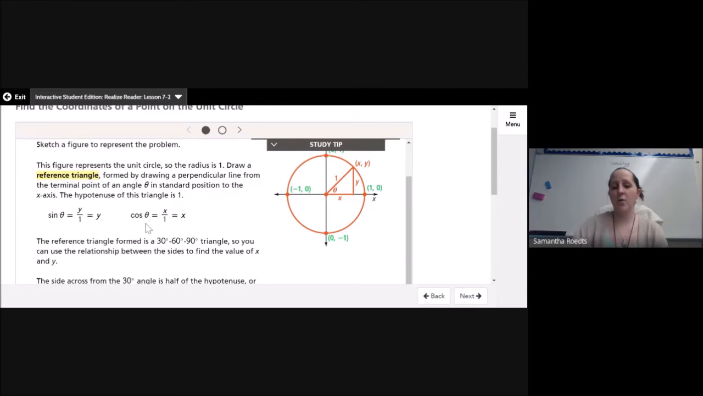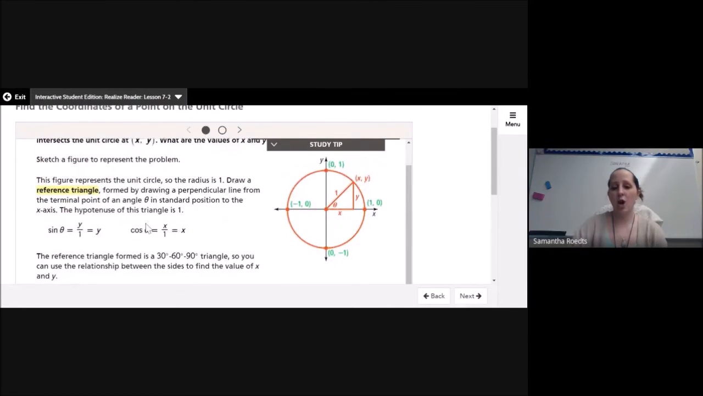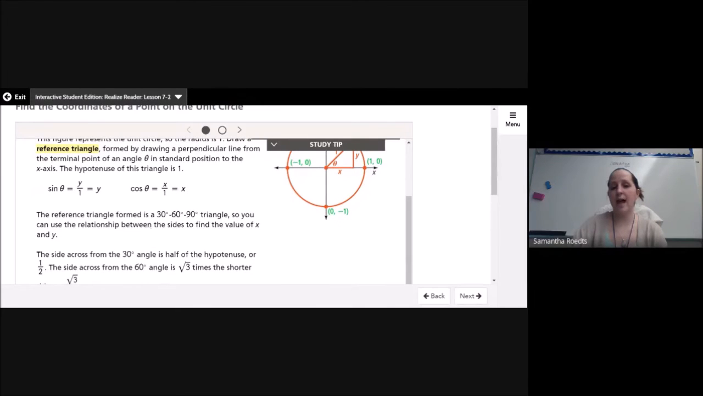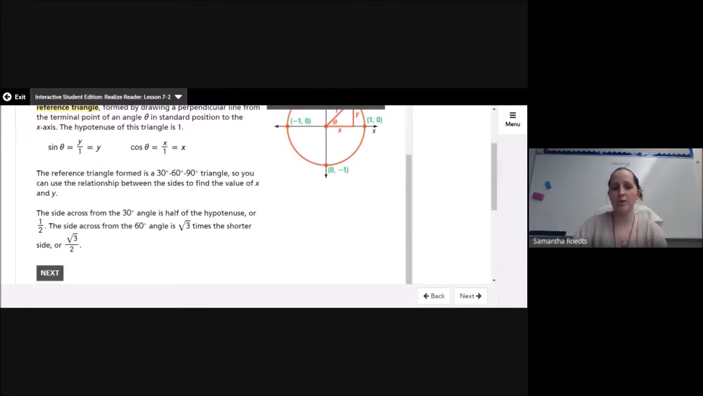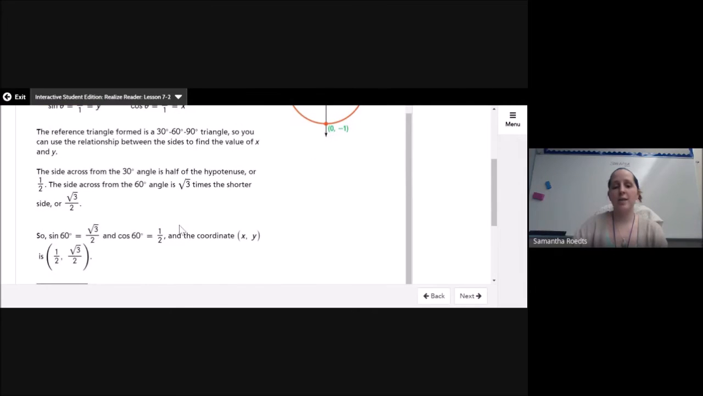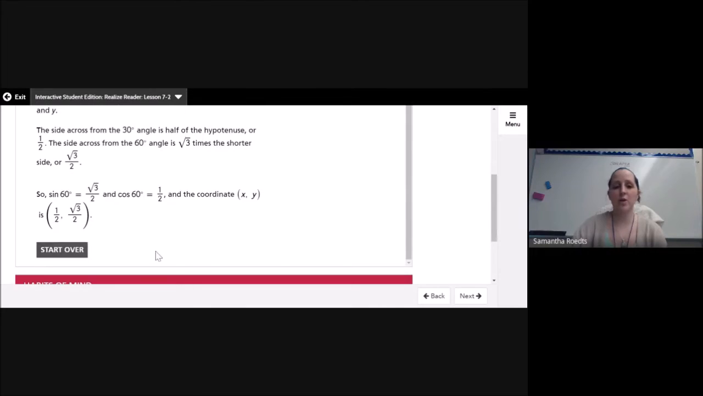So the reference triangle formed is a 30, 60, 90 degree triangle. So you can use the relationship between the sides to find the value of x and y. The side across from the 30 degree angle is half of the hypotenuse, or 1/2. The side across from the 60 degree angle is the square root of 3 times the shorter side, or square root of 3 over 2. So sine of 60 degrees equals the square root of 3 over 2, and cosine of 60 equals 1/2. And the coordinate x, y is 1/2, square root of 3 over 2.